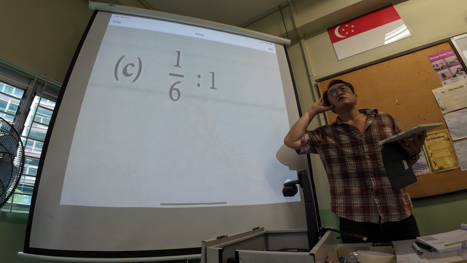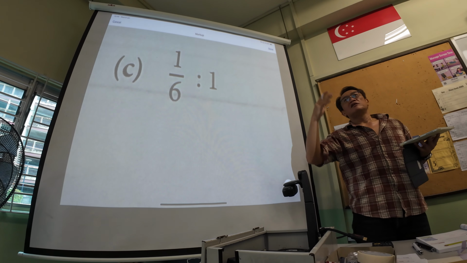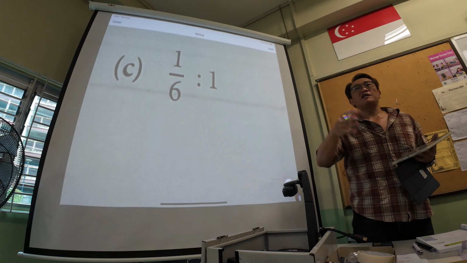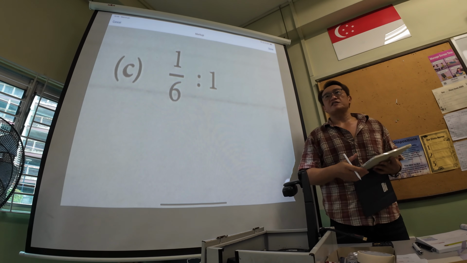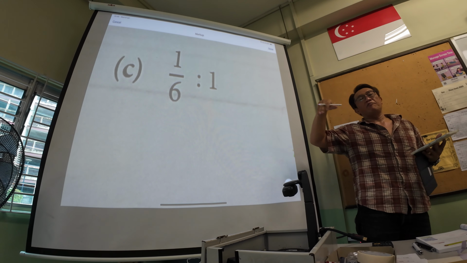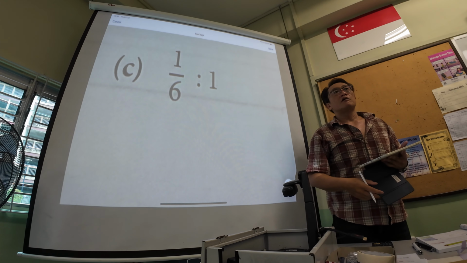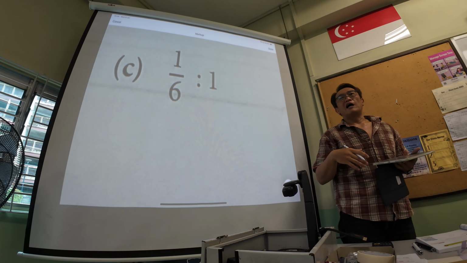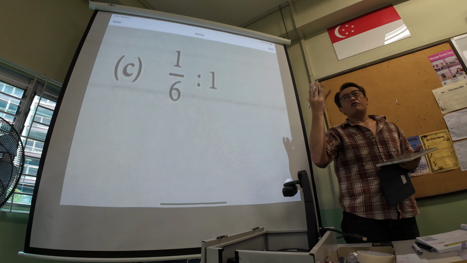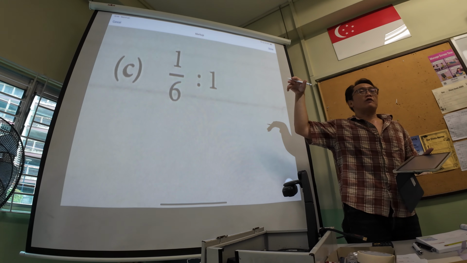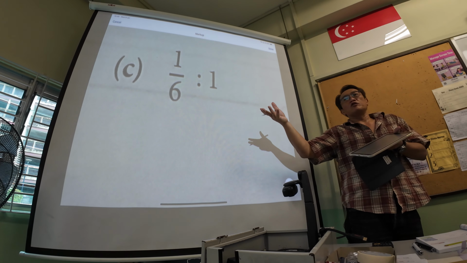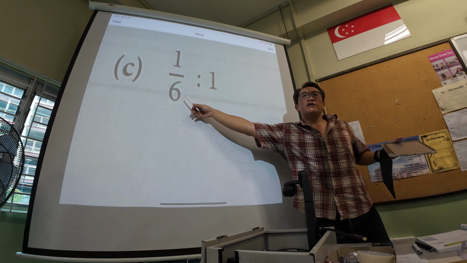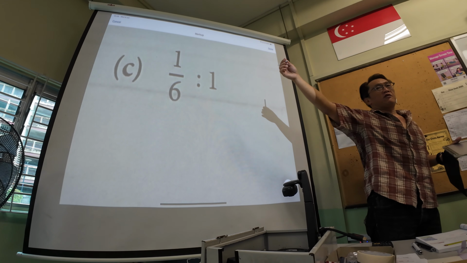Don't know. Think. What is a possible number? You can give me any possible number. How can I make 1 over 6 multiply a number and become not a fraction? Good. 6. Or you tell me 12. 12 also can. 12 times 1 over 6, cancel already, also no longer a fraction. 24, 18. All the multiples of 6, if you multiply, it will become not a fraction.